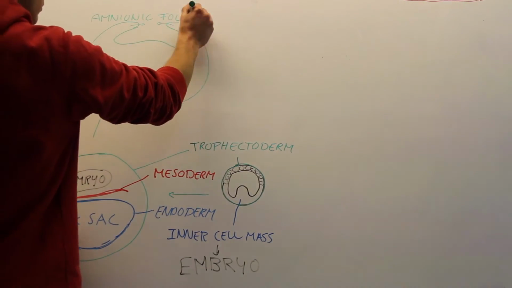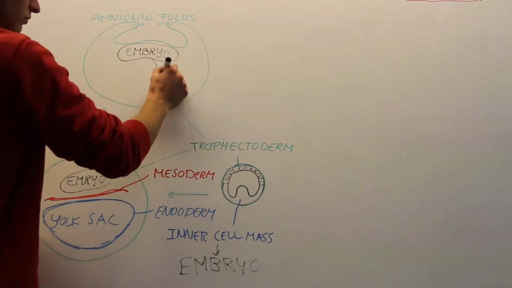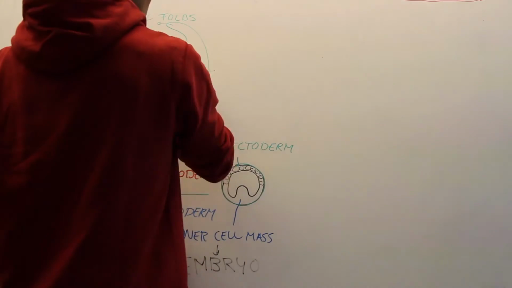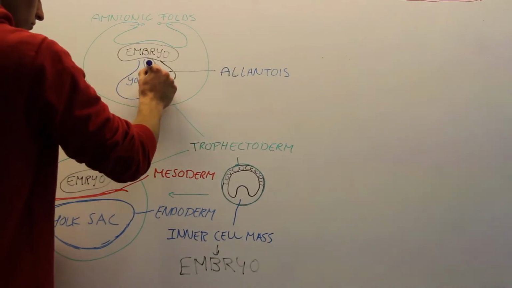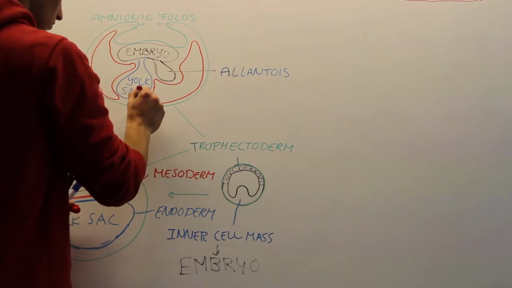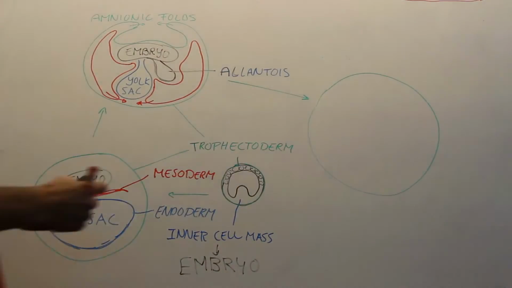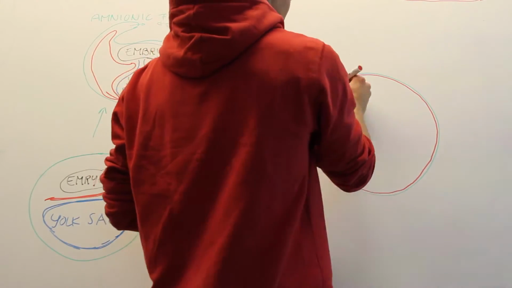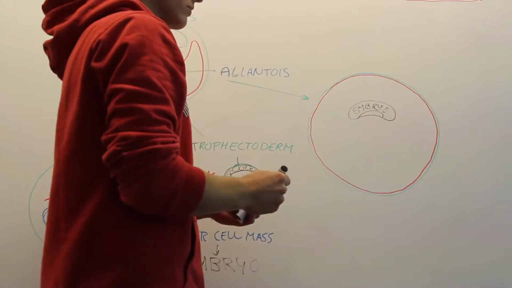When the primitive endoderm completes its growth, it forms a cavity called a yolk sac. The mesoderm continues to grow, forming a sac that surrounds the yolk sac and pushes against the trophectoderm. This folds upwards, forming wing-like structures called amniotic folds. A diverticulum, called the allantois, also develops from the primitive gut. The yolk sac regresses and the allantois grows.